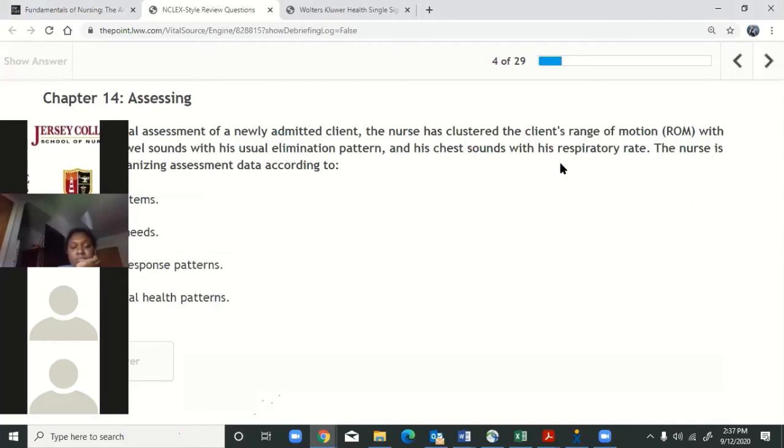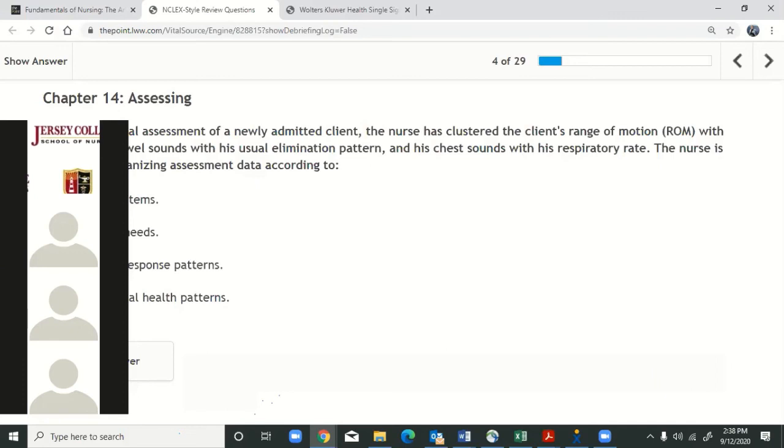All right. During the initial assessment of a newly admitted client, the nurse clustered the client's range of motion with his gait, bowel sounds, and neutral elimination pattern, and his chest sounds with his respiratory rate. Nurses most likely organizing assessment data according to what? A, body system. Anybody else? A also. B, human needs.